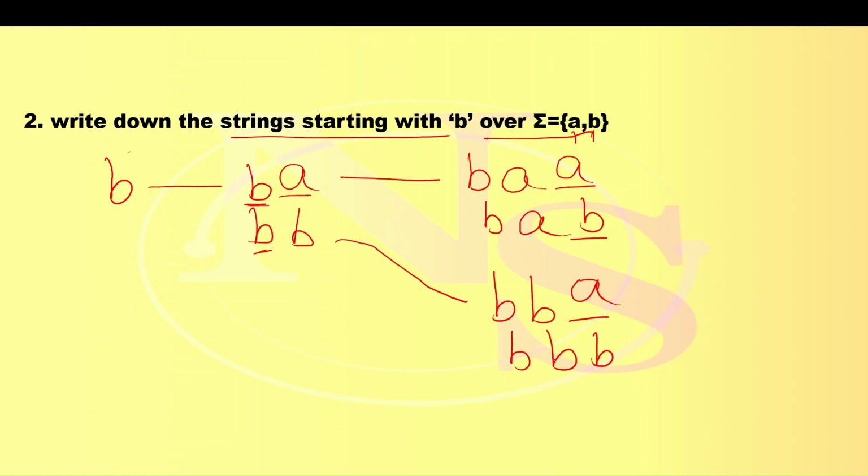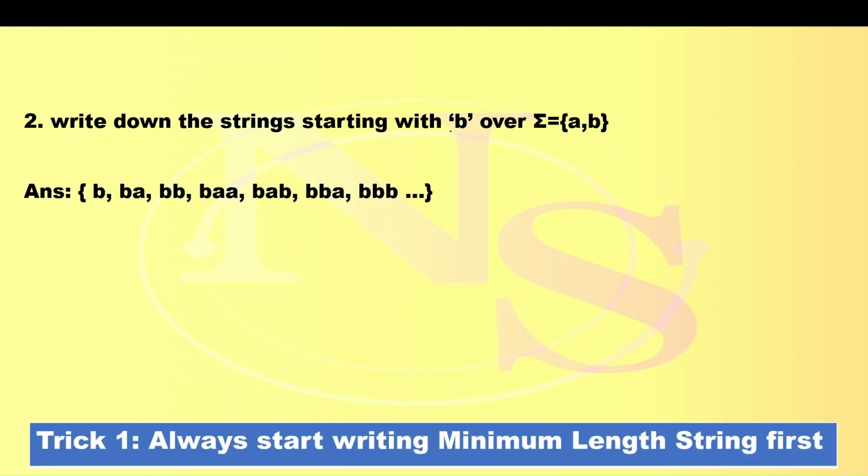You got a few more strings starting with B. And these all are valid strings because they satisfy the condition of starting with B. This becomes your answer: all the strings starting with B. Again, follow the same trick. Always start by writing the minimum length string first. Let's have one more last question.